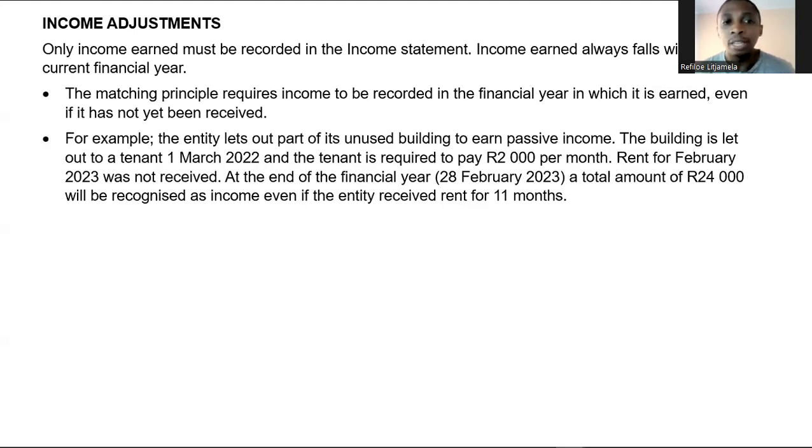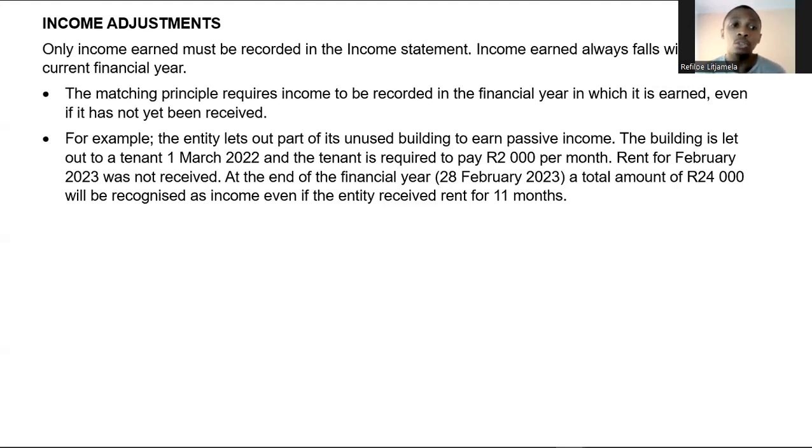Now, I gave you an important example here where we, as the entity, have let out part of an unused building to earn a passive income. The building is let out to a tenant on the 1st of March 2022, and the tenant is required to pay R2,000 per month. Rent for February 2023 was not received.